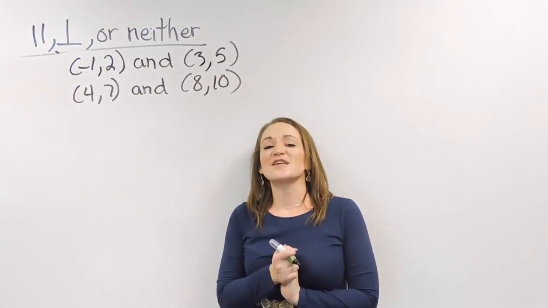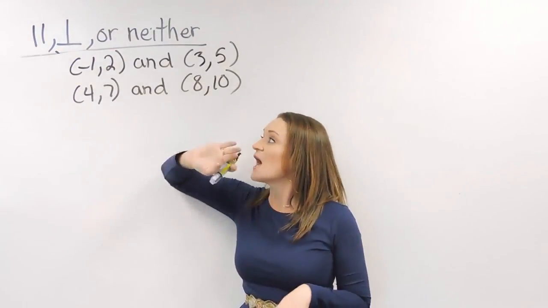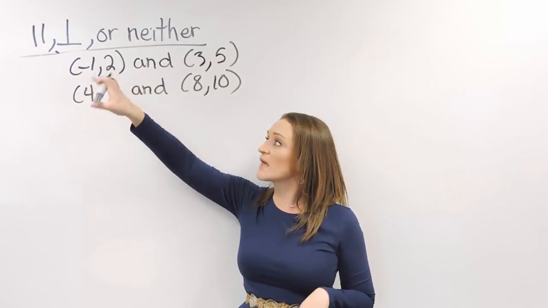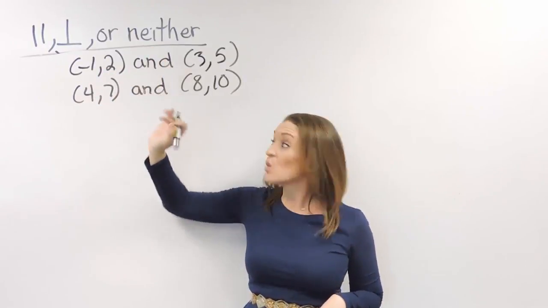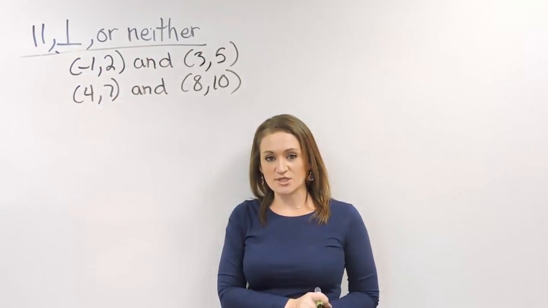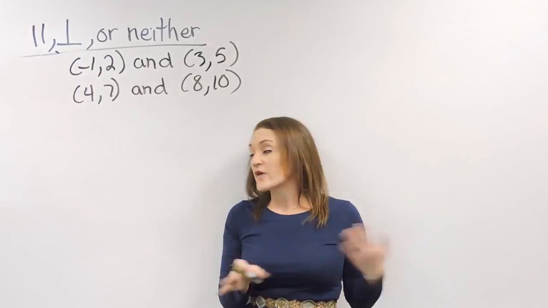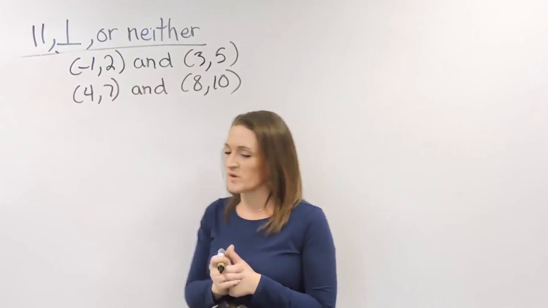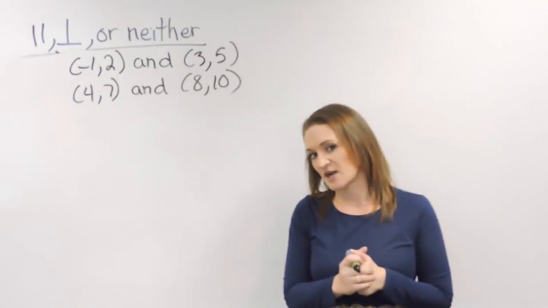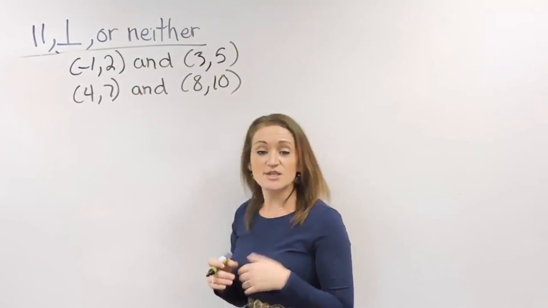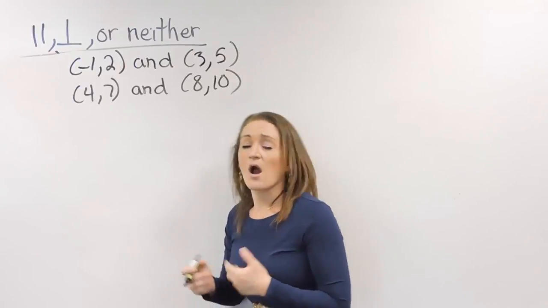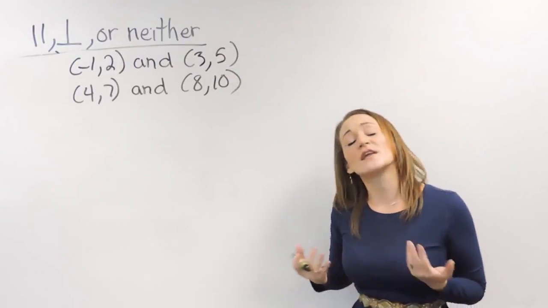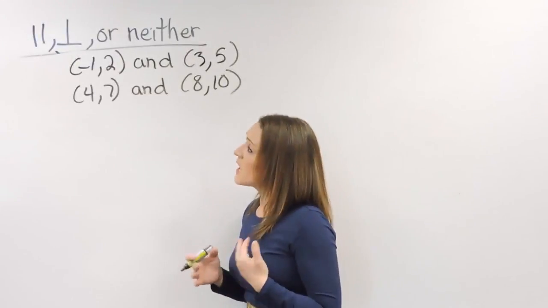Okay, so let's talk about how we find if our lines are parallel, perpendicular, or neither when we're given linear equations. This deals with graphing lines, slope-intercept form, and all that lovely stuff. A lot of times you're asked, are the two lines parallel? Are they perpendicular? Or are they neither?